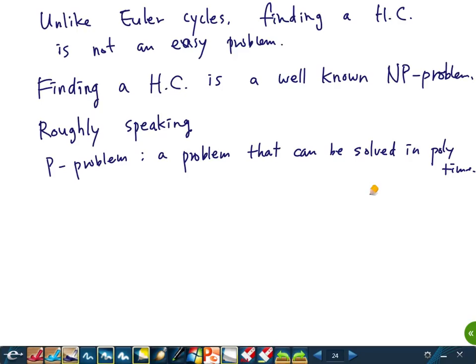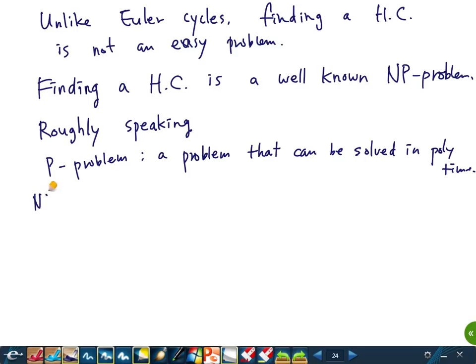Finding an Euler cycle, or determining whether a given graph has an Euler cycle or not, is a P problem. It's a typical example of a P problem, because the input size is n, there are n vertices. You can check n times. For each vertex, you check once, right? It's like n, the polynomial time, you can solve it.